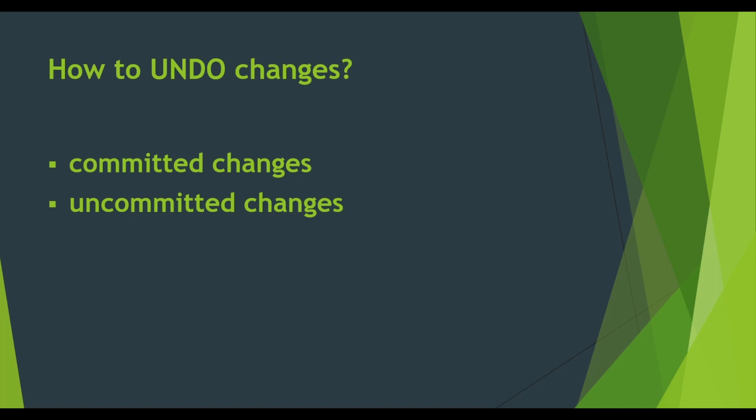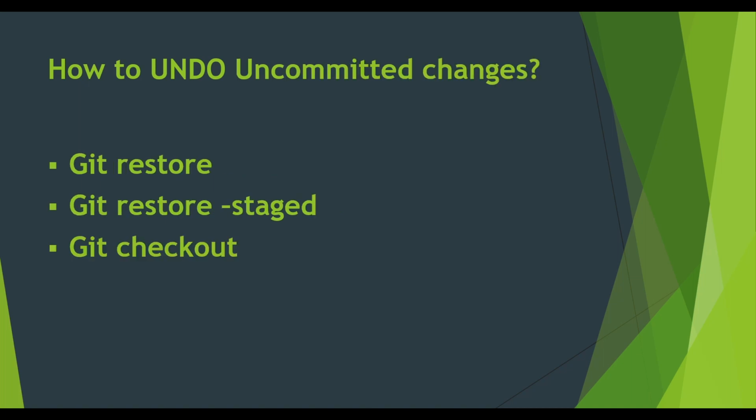So without further delay, let us understand how to undo the changes. While dealing with Git, there are two types of changes. One is committed, another is uncommitted. We are going to cover both of them in today's video. In case you are not aware what is committed or not committed, I'll request you to please go back to my initial videos, which will help you understand what a commit is. So how to undo uncommitted changes?